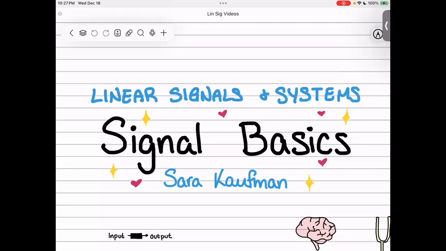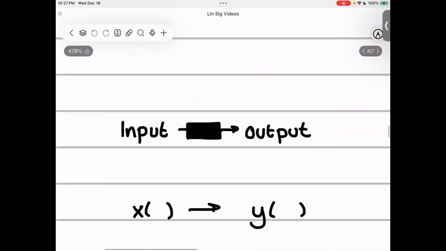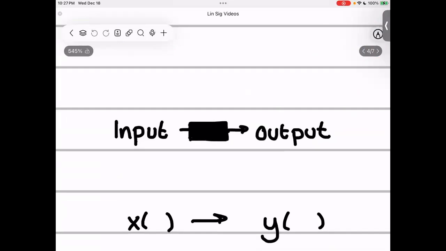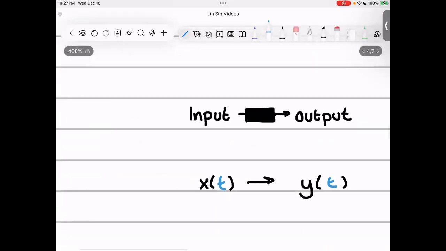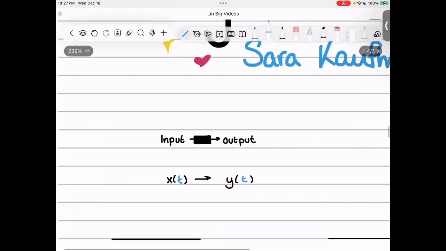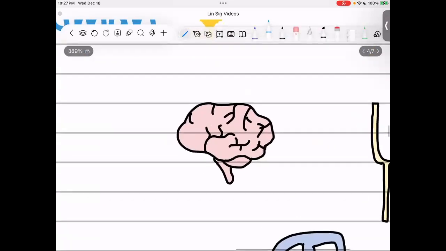Let's start off by reviewing just what a signal is. Signals essentially are the action of taking an input into this black box and getting the output. And they're generally there as a function of time. So the signal that you get is the output you receive to an input that you put in this mysterious black box.